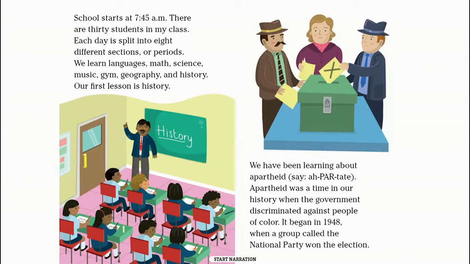They put people or candidates on a piece of paper and they say, which person do you want to lead the country? And you put a check mark beside who you think is going to do the best job leading the country, and then whoever has the most votes, whoever has the most check marks, leads the country. So they had an election, and the National Party was the group that won.